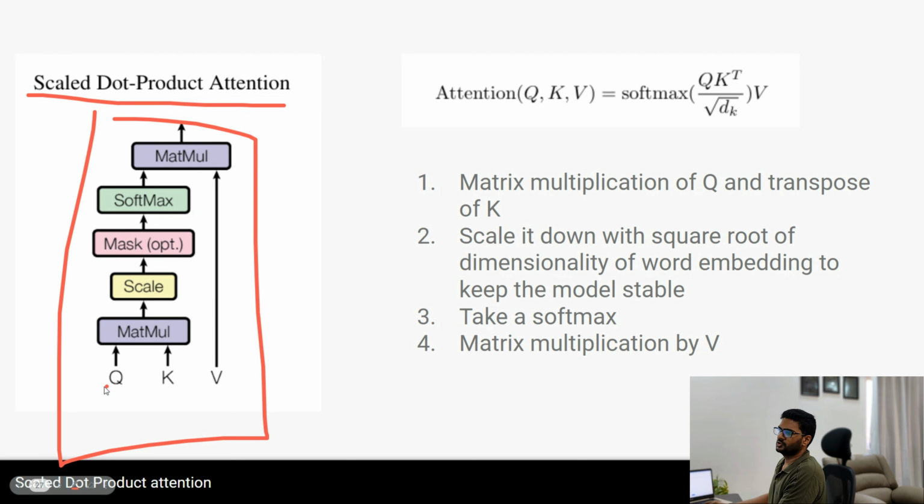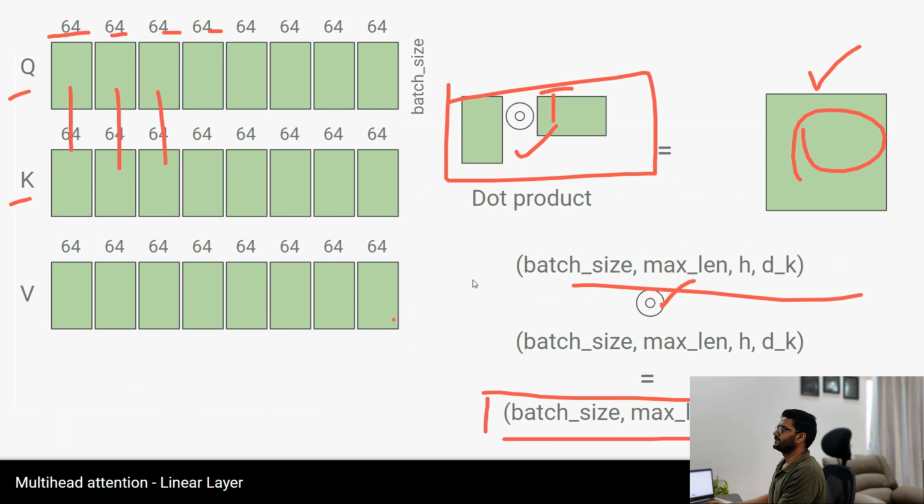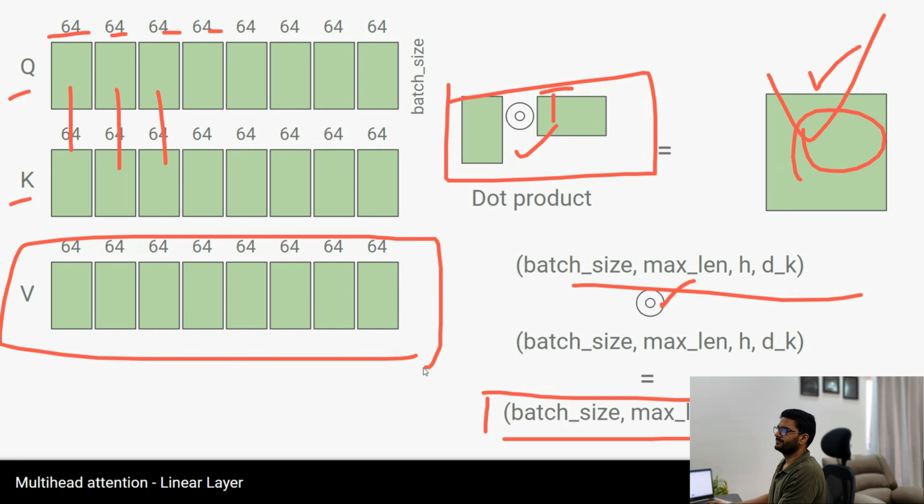And you should notice Q and K will be a matrix multiplication, which we are doing here. Then we scale it, we mask it, which is optional, which we will see once we start doing our coding. We take a softmax and then we multiply the result of this with V. So once we have this, we will multiply that with V.